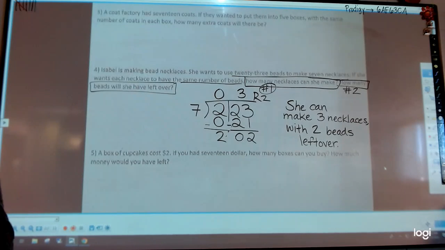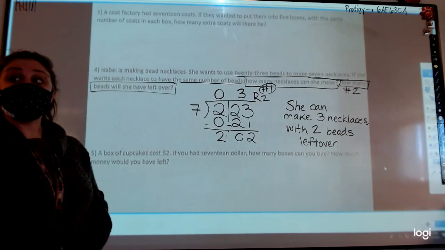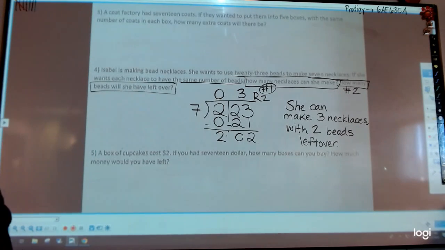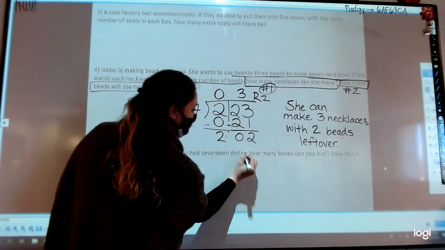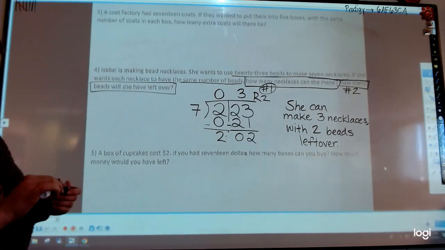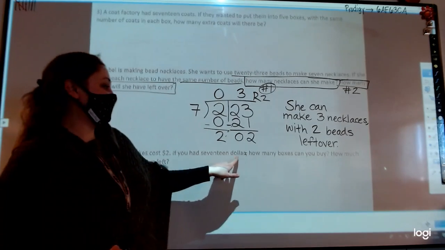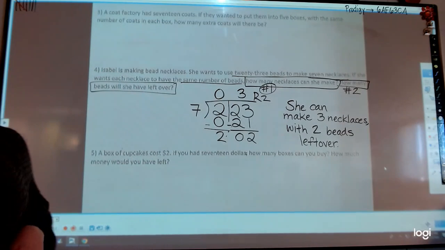All right, I will help you set up number 5, and then I'm going to turn you loose, okay? Number 5, a box of cupcakes costs $2. If you had $17, it should say dollars. I wrote an S on mine to make it $1. You did? Okay. If you had $17, how many boxes can you buy? How much money would you have left?